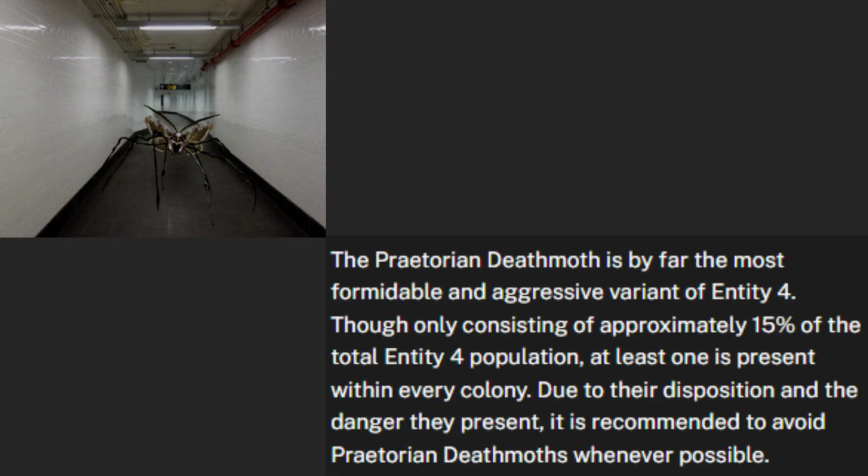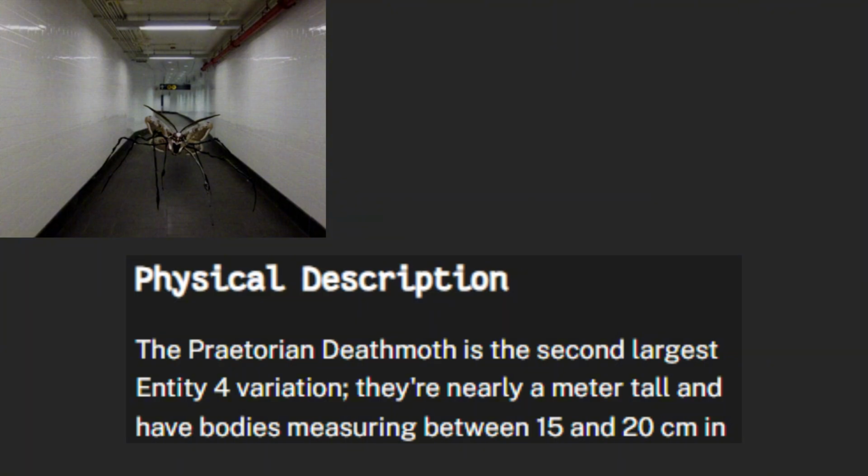Praetorian death moth. The Praetorian death moth is by far the most formidable and aggressive variant of Entity 4. Though only consisting of approximately 15% of the total Entity 4 population, at least one is present within every colony. Due to their disposition and the danger they present, it is recommended to avoid Praetorian death moths whenever possible.